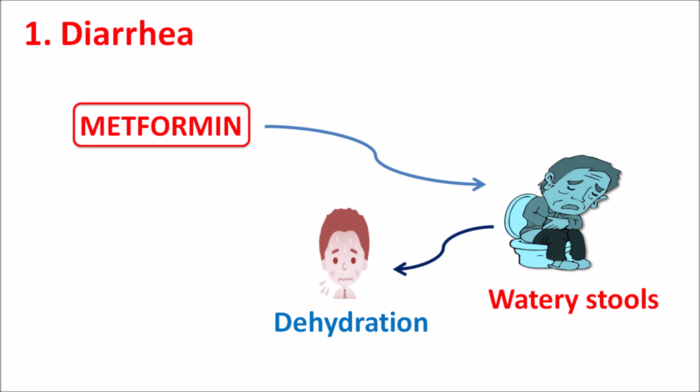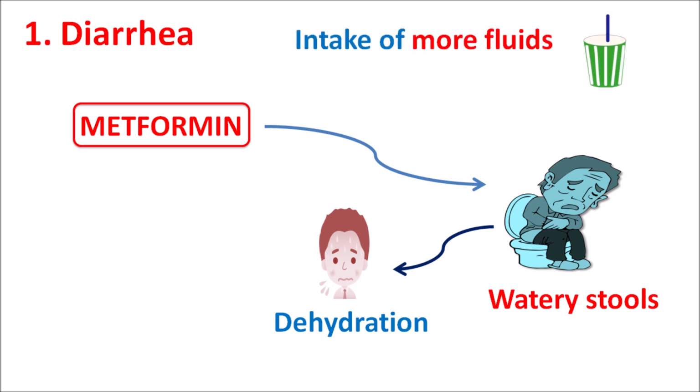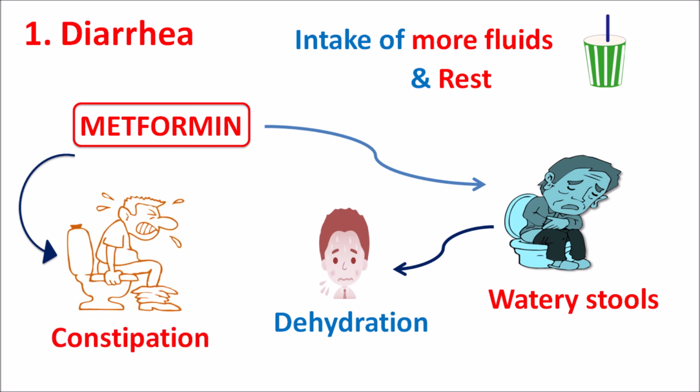So in such patients, intake of fluids can be increased along with some rest, which reduces the symptoms of diarrhea. And sometimes Metformin can also produce the opposite effect resulting in constipation. So either it can produce diarrhea or constipation because of changes in bowel movements. Diarrhea is a common side effect that can be observed in many of the patients, but in a few of the patients, constipation can also be observed.